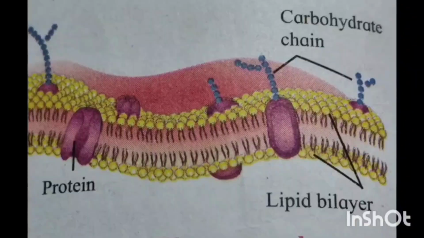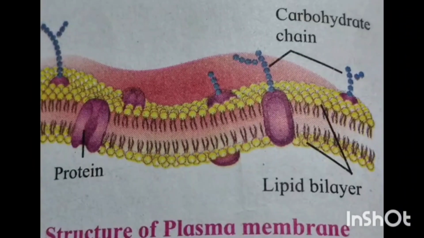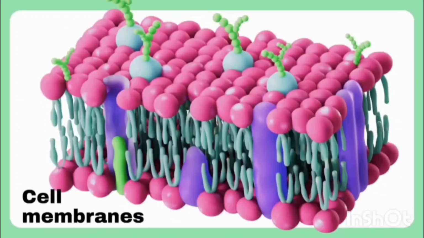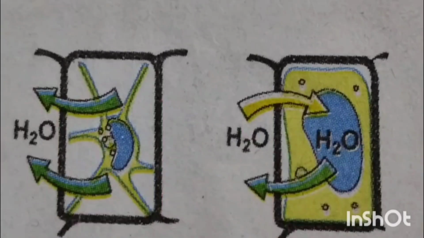Phospholipid is the main building block, with water-loving and water-fearing molecules and protein molecules. Carbohydrates are found on the outer surface, attached to lipids and proteins, forming glycolipids. Plasma membrane is 7 to 10 nanometers in thickness, and it gives shape to the cell as well as being selectively permeable, maintaining the inside.